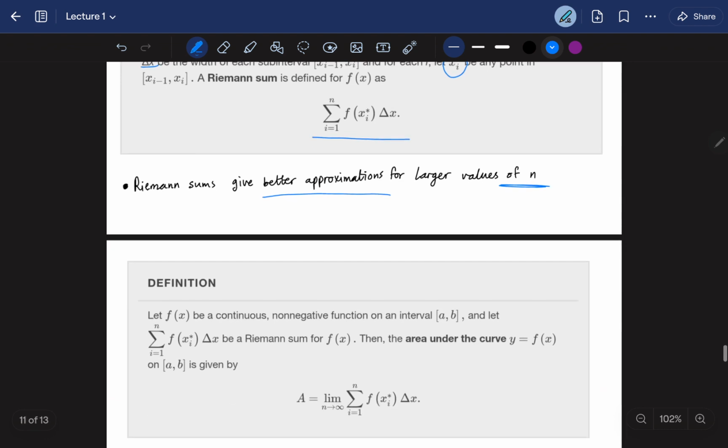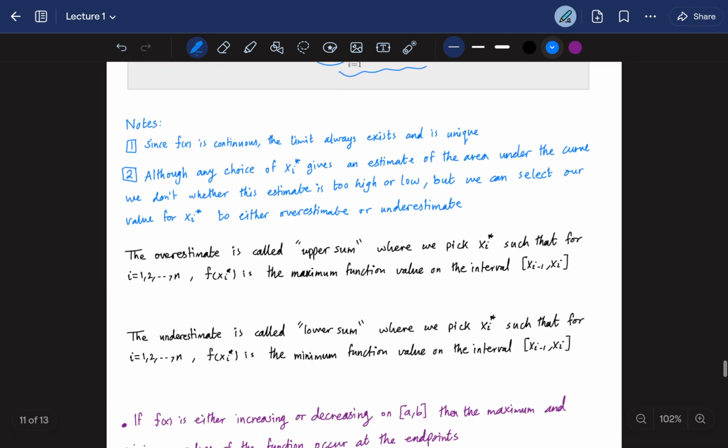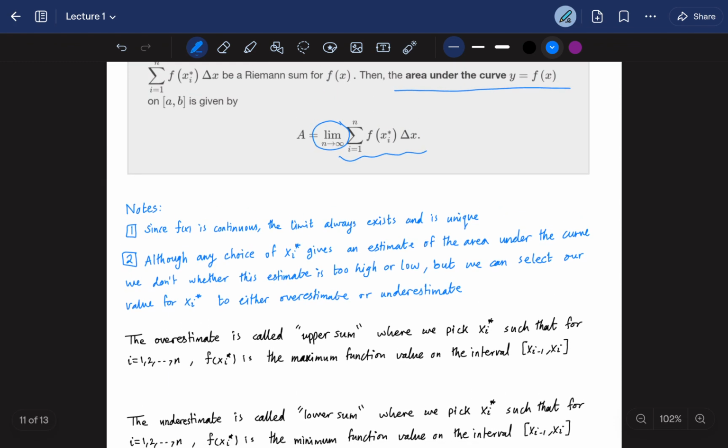So keeping that in mind, it means that I can find the area under the curve by finding the limit for the Riemann sum. By taking n to be very, very large, I can easily find the limit of the summation, and that would be my area. Okay, so let's go over some notes here. Since my function is continuous, my limit always exists here, and it's unique. Take it as a fact. It can be proven, but it's very difficult for Calc 2, so just keep that in mind.